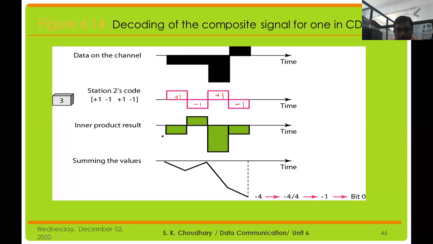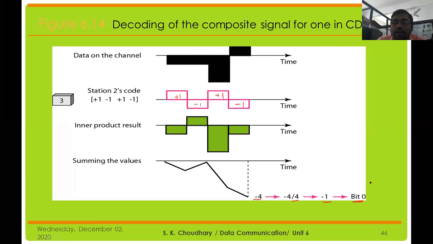And then the summing value, we have to sum these, so it came as -1, then again it goes to +1, so it would be increased by the same amount, then again it would come to -3, and then again -1 means -4, so finally it reached -4. And then this will be divided by 4, and we have already learned in the last lecture that the total number of stations is 4, so it would be divided by the total number of stations. So finally we got the value -1, which corresponds to the bit 0.